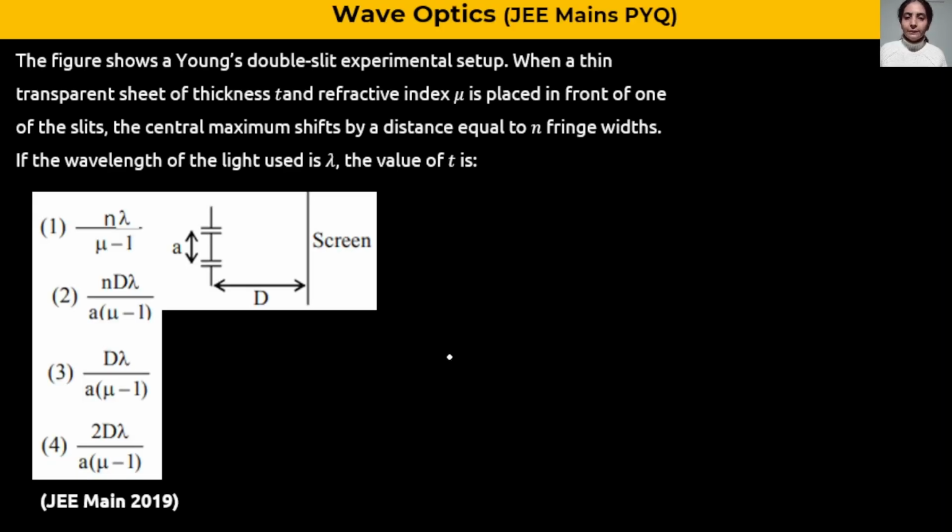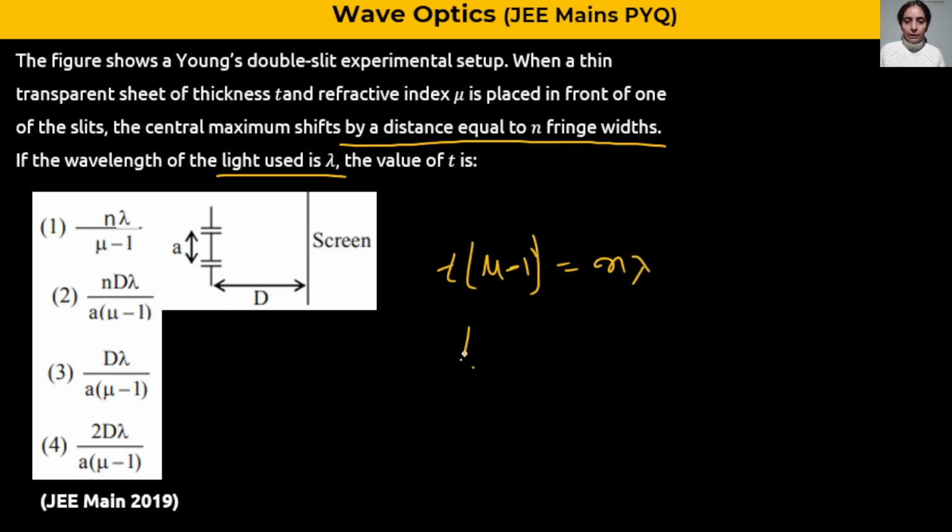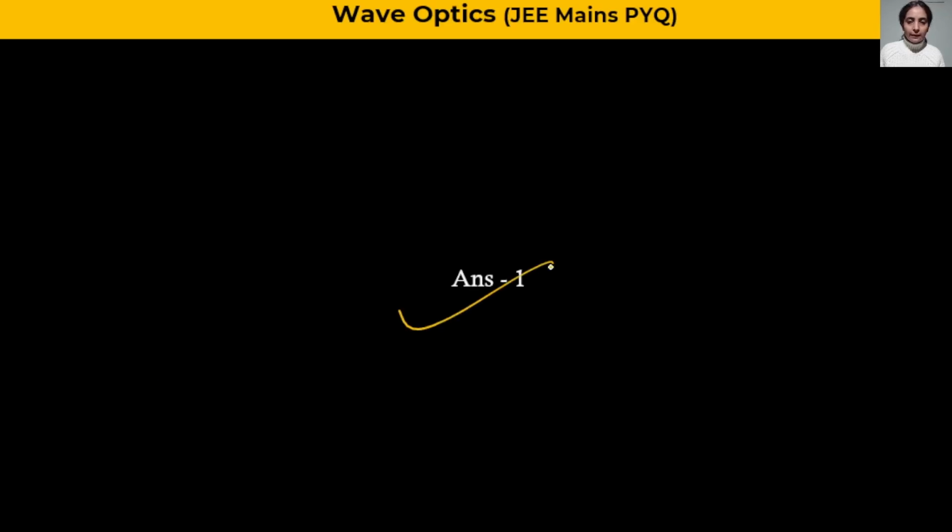The figure shows a Young's double slit experimental setup when a thin transparent sheet of thickness T and refractive index mu is introduced in front of one of the slits. The central maximum shifts by a distance equal to n fringe width. If the wavelength of light used is lambda, value of T is. Again कुछ नहीं करना. T mu minus 1 is equal to n lambda. So T का value है n lambda by mu minus 1. So first one. Done. Simply putting the formula, getting the answer type question.